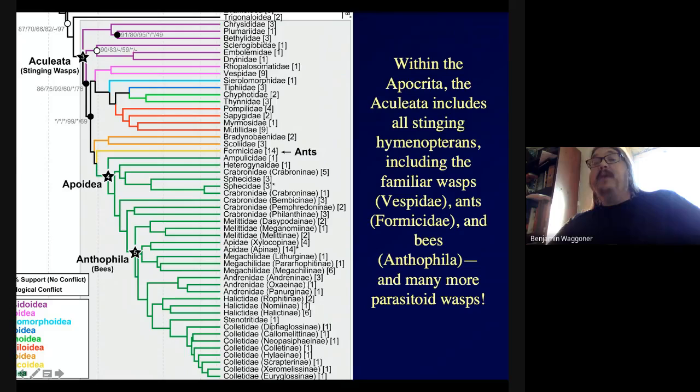Honeybees are about midway through the Anthophila in a clade called the Apidae. But there's lots of other bee varieties, whole families of what we call bees, down there at the base of the tree. And then everything that you don't recognize is going to be parasitic wasps of one sort or another. Just about all of the other names that aren't ants or vespid wasps or bees are parasitoids. So they're all over the map.